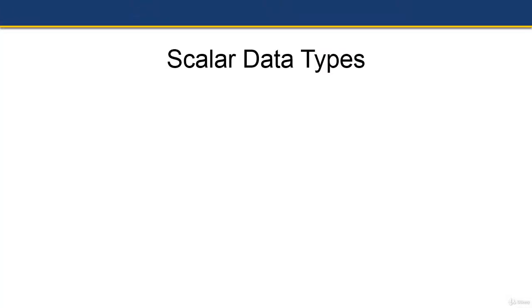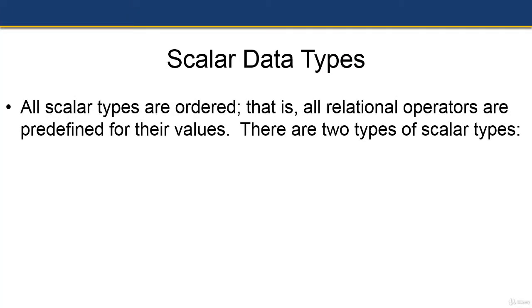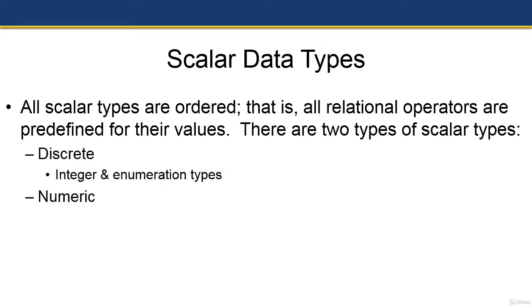Scalar types. All scalar types are ordered, that is, all relational operators are predefined for their values. There are two types of scalar types, discrete and numeric. The discrete scalar types can be further divided into integer and enumeration types, and the numeric can be further divided into real and physical types.